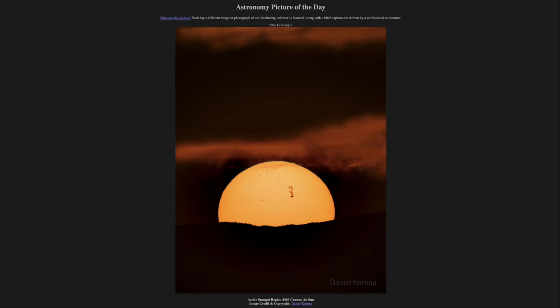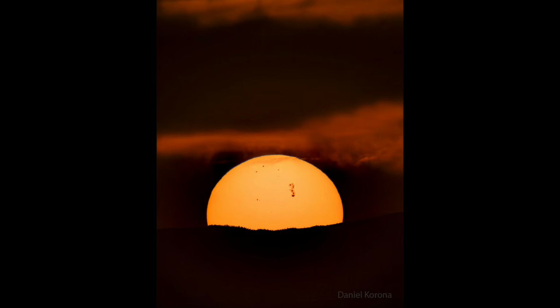Today's picture is titled Active Sunspot Region 4366 Crosses the Sun. So, what do we see here? Well, here we see an image of our own sun, and we're seeing sunspots on it. Now, sunspots are darker regions on the surface of the sun.